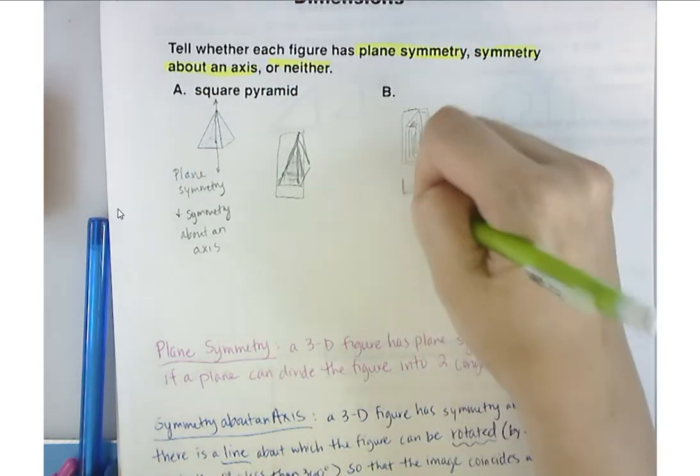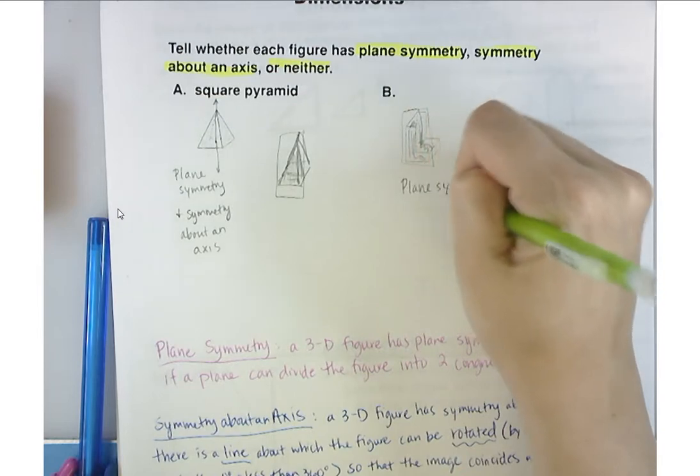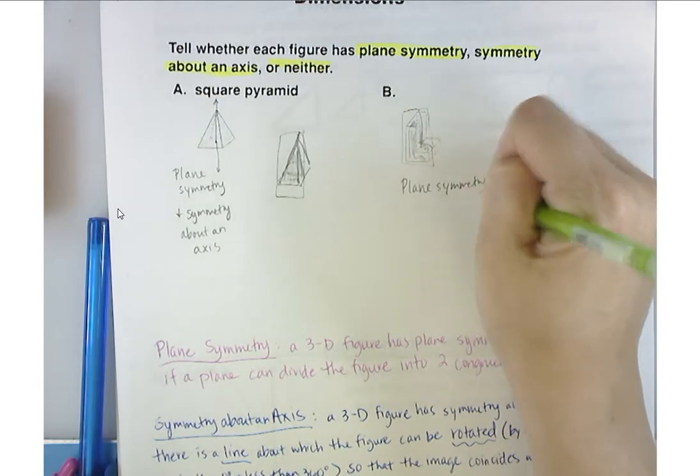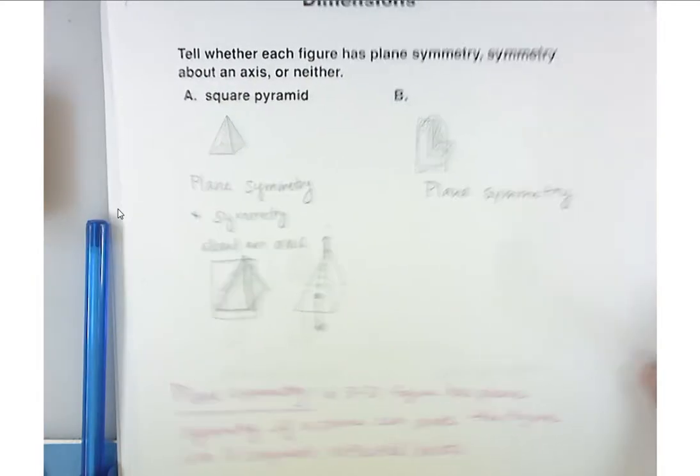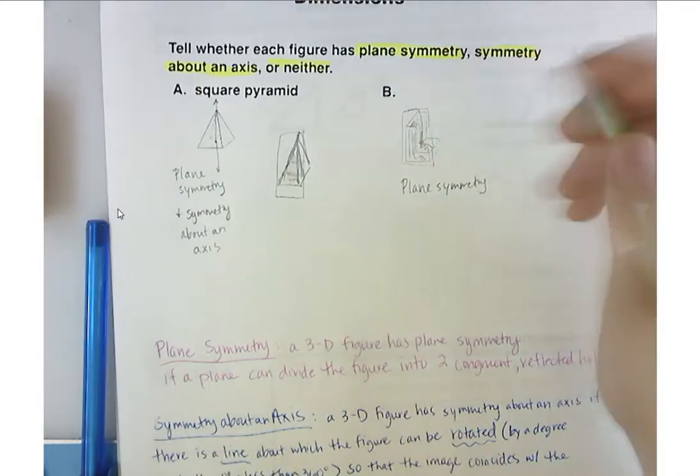Okay, so it does have plane symmetry. Here, this looked a little better, right? Where you cut it down the half. And then, so symmetry about an axis.